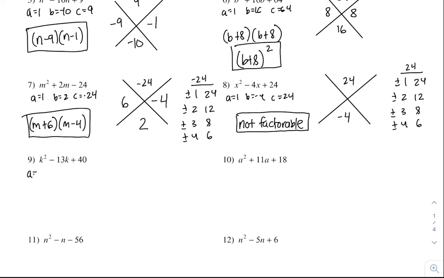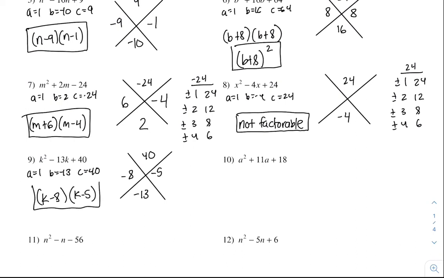Okay, 9. A is equal to 1, B is equal to negative 13, and C is equal to 40. X method, so A times C up top, so 1 times 40 is just 40. And your B value is just negative 13. So what two things multiply to 40, but when added gives you negative 13. So that is going to be negative 8 and negative 5. Again, if you want to make that list, go ahead. Otherwise, you guys should practice not trying to use that list all the time. Okay, and since A is equal to 1, we got K minus 8 times K minus 5 as our two linear factors.